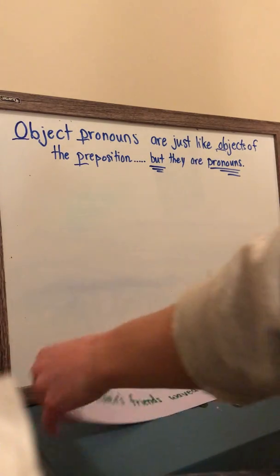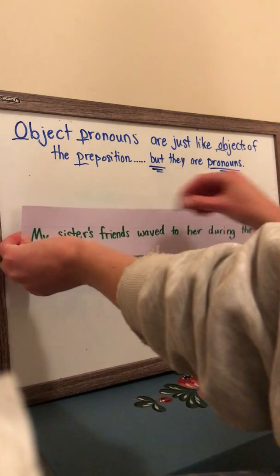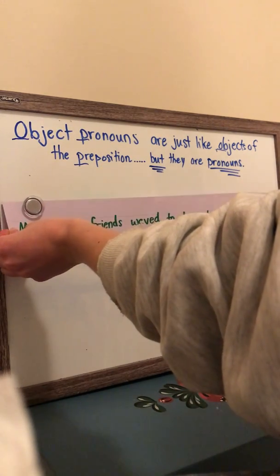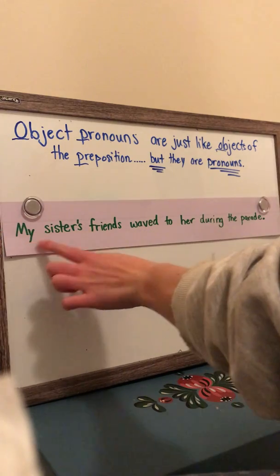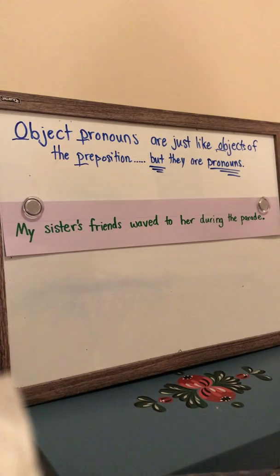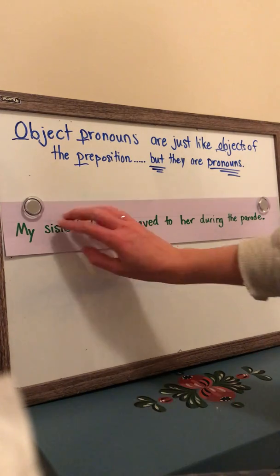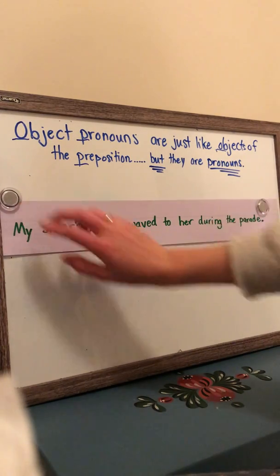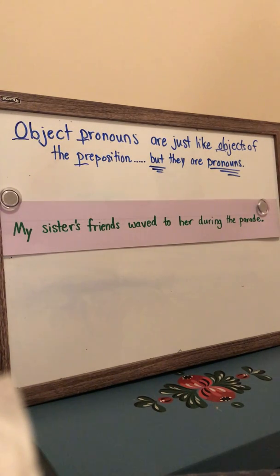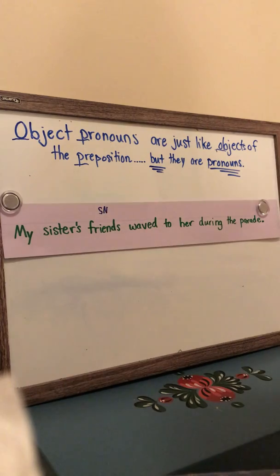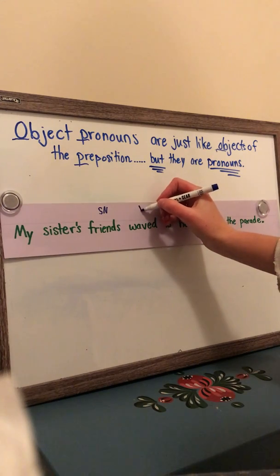Okay. First sentence we have is my sister's friends waved to her during the parade. My sister's friends waved to her during the parade, and what we're going to do is classify this. You guys know how to classify it. We know the question-answer flow. So say it along with me as you remember. Who waved to her during the parade? Friends. Subject, noun. Let's label that as a subject. Noun. What is being said about the friends? The friends waved. Waved is our verb.